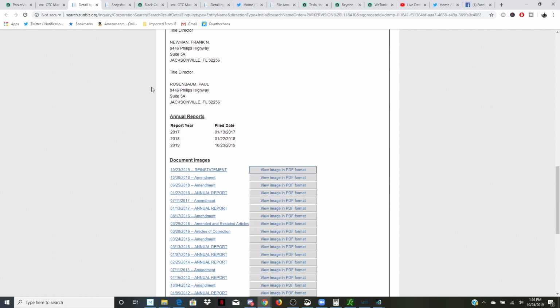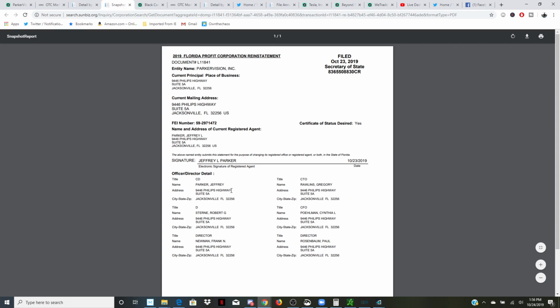And if you click on the reinstatement, this guy Jeffrey Parker is still the CEO, still the officers. None of the officers have changed, so nothing has changed. So essentially, this reinstatement has remained the same. It's not really a real reinstatement. They just happened to miss it by a month, and they were probably like, "Oh crap, we got to do a reinstatement now because we missed our annual report," and then boom, that's one thing you need to understand.